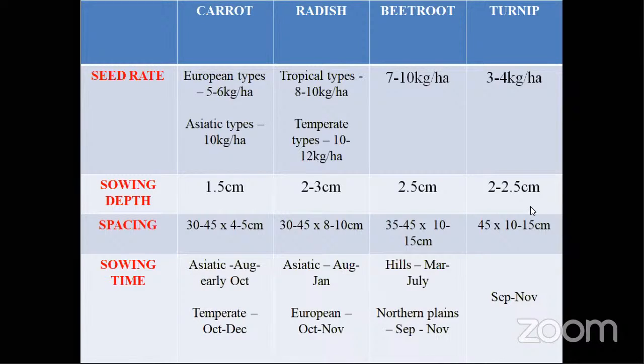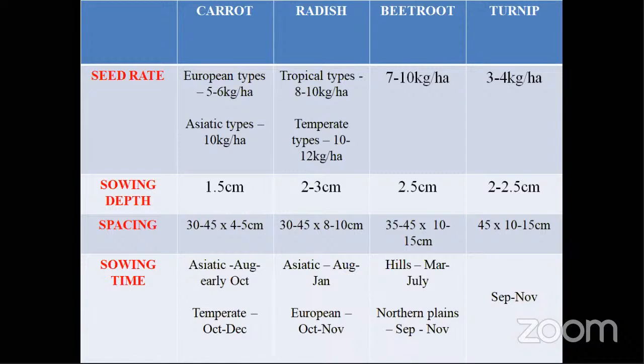And similarly, the Asiatic carrot and radishes are sown in the months of August to January, and the European August. And beetroot, the seed rate is 7 to 10 kg, and grown in the months of March to July if it's hilly regions, and in northern plains it would be September to November. Whatsoever, if it is a root crop, it has to be sown only after August, means from the month of October. That is one point. You cannot go and sow it in this rainy season. It is October, you have to remember, only after October.